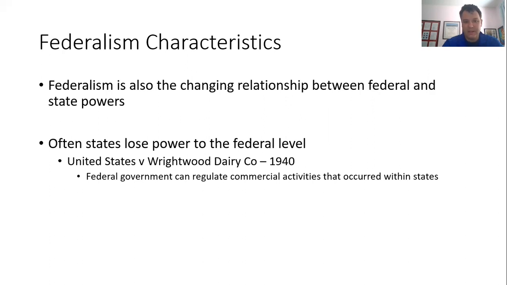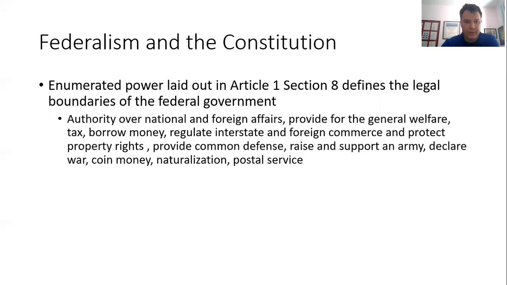You look at the United States versus Wrightwood Dairy Company, 1940. The federal government can regulate commercial activities that occur within states. That's because the government has the right to regulate interstate commerce. Well, what makes it interstate commerce? Does one piece of that supply chain come from another state? Does that all of a sudden make the operation interstate? Do all the parts of an economic venture have to originate within the state's border for that to be intrastate instead of interstate? And again, who decides that? It's the Supreme Court. The Supreme Court or the court systems decide where those rules are.